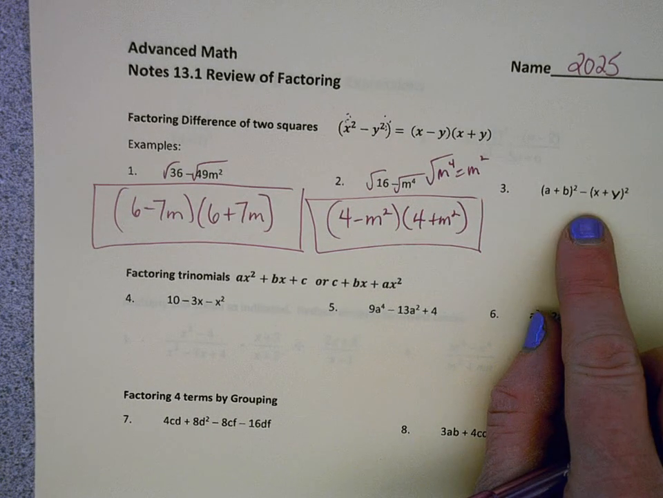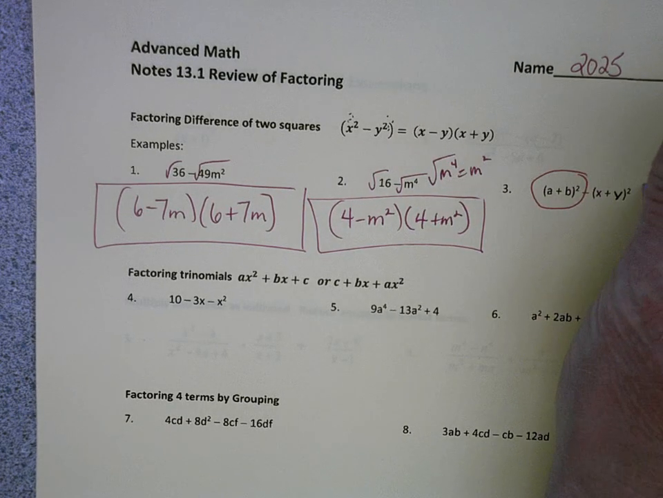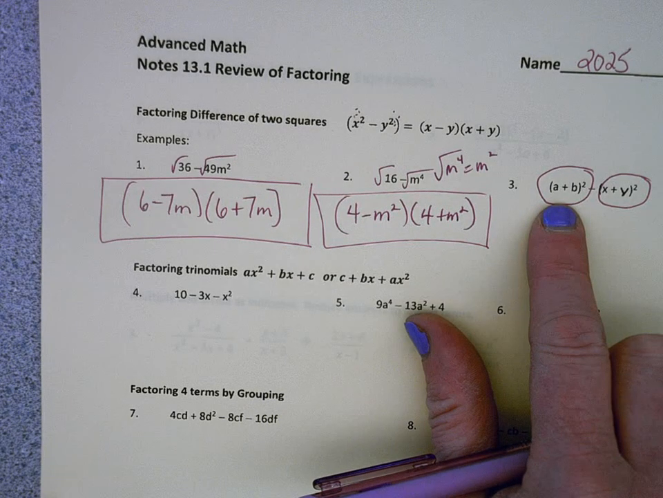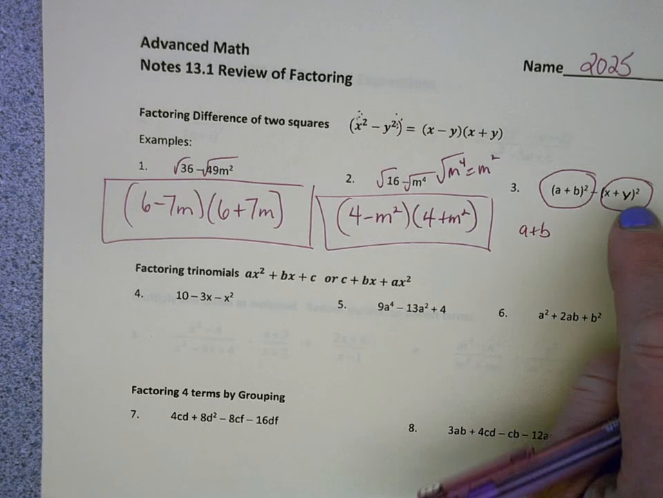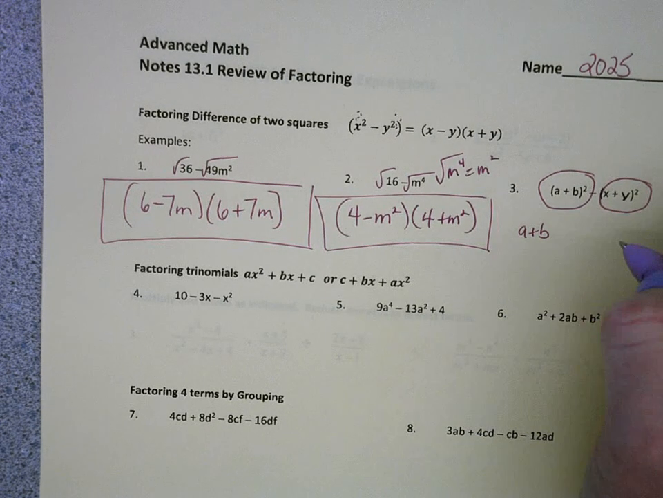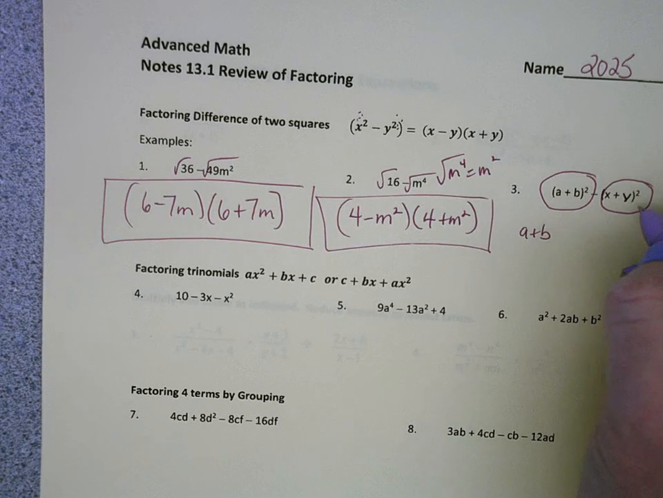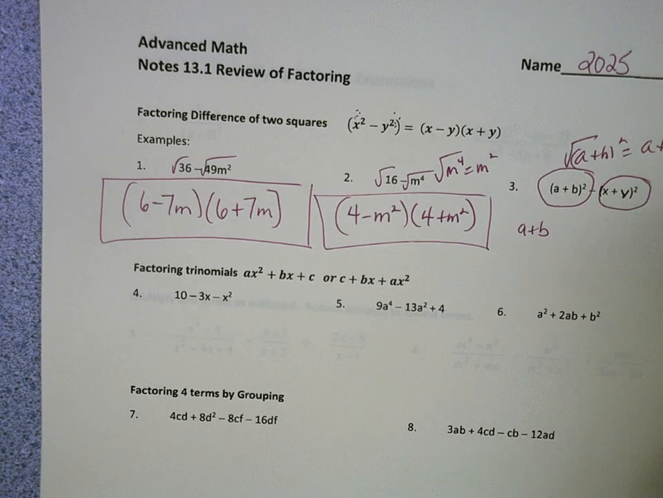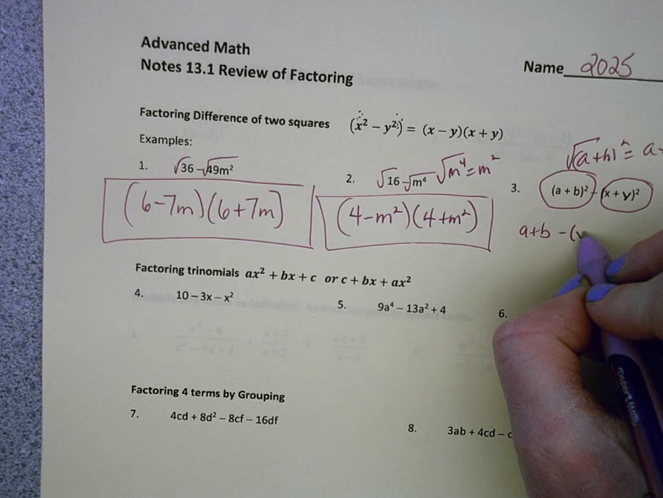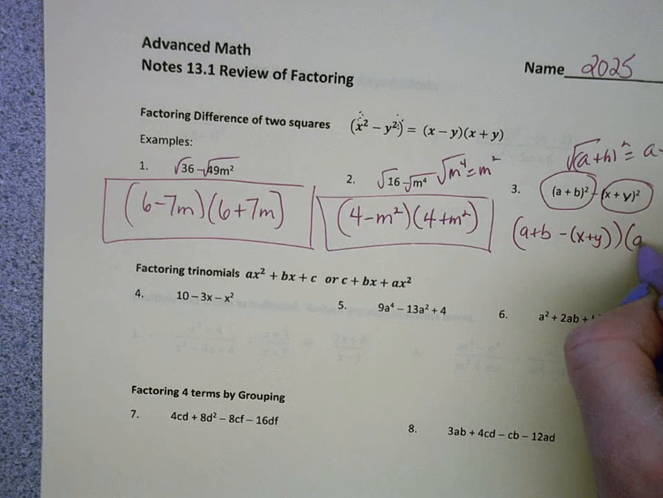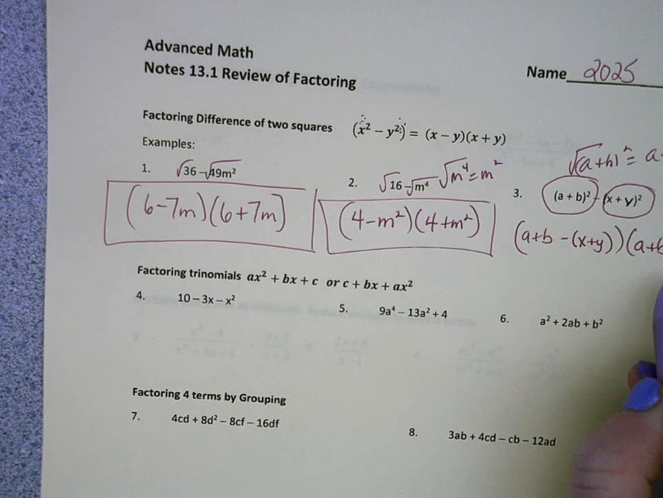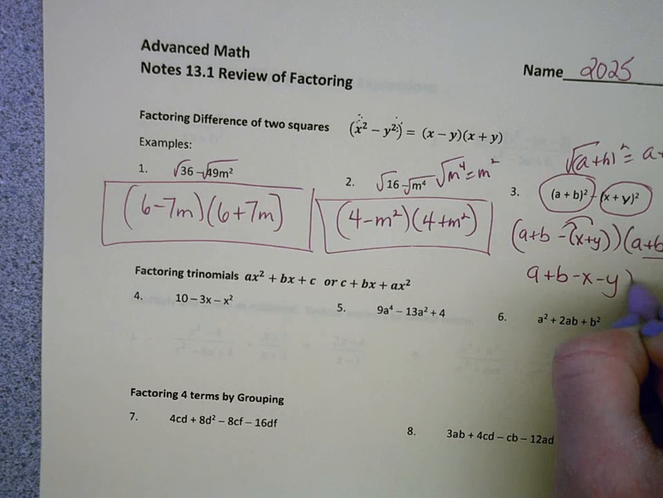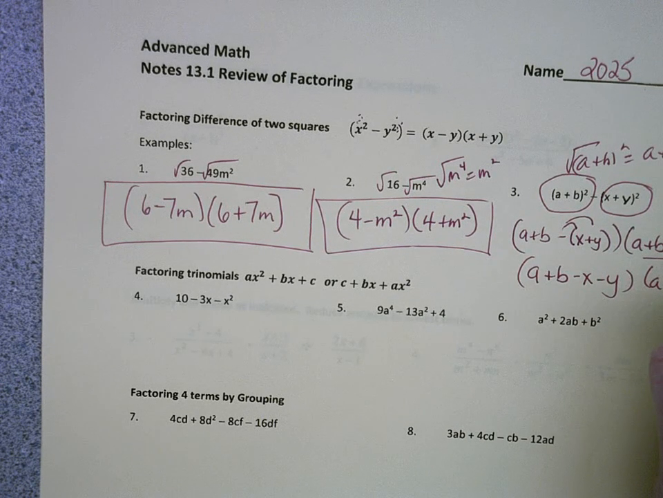Okay, now, this is a difference of 2 squares. It's kind of weird. This is a number squared, and this is a number squared, with a minus in between. It's a difference of 2 squares. So the square root of (a plus b) squared is a plus b. The square root of (x plus y) squared is x plus y, because it's squared. So you're basically taking the square root. So we're going to do 1 plus and 1 minus. We're going to have to be very careful with the minus. Don't have to be careful with the plus, but we have to be careful with the minus and distribute. So our answer would be a plus b minus x minus y, and a plus b plus x plus y.